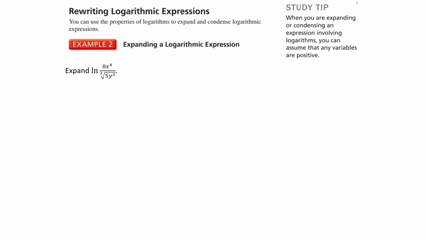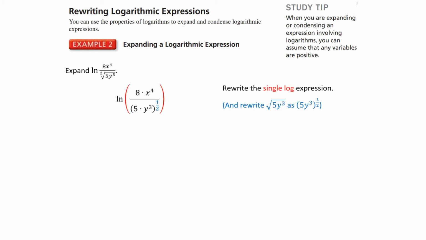The study tip in the top right corner is worth mentioning. When we're expanding and condensing logs, our variables are positive. So if we work to expand this natural log, there's a whole bunch of information there. It's the natural log of 8x to the 4th, all divided by the square root of. There's a lot of information there. Just setting up those parentheses helps me to zero in on what it is that we're going to expand. And also, if the power property is going to be in play, I want to convert the square root into raising something to the 1/2 power.